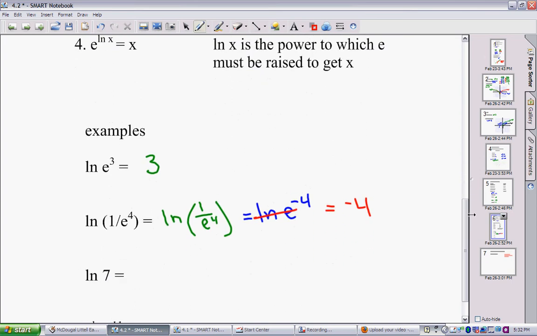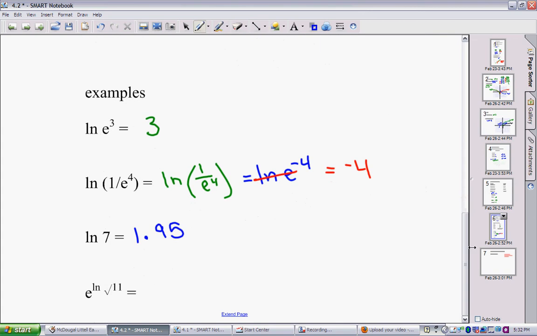On the next one, it's the ln of 7. This is where you use your calculator, find the ln button, and compute it. Round it to 2 decimal places, let's say, and you get 1.95. So now we have e to the ln of square root of 11. The e and ln cancel, and you get root 11.